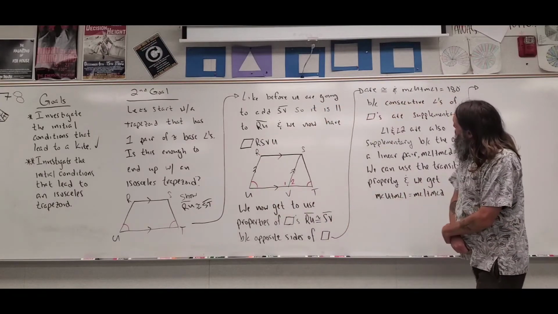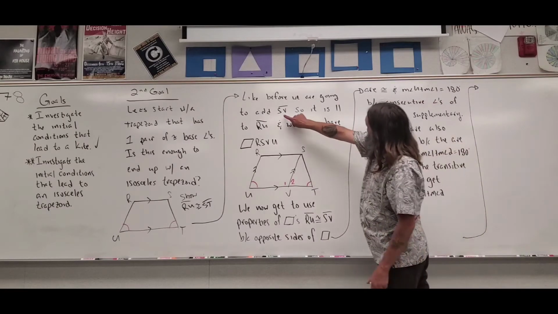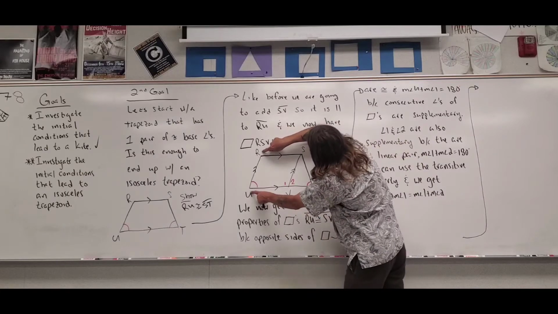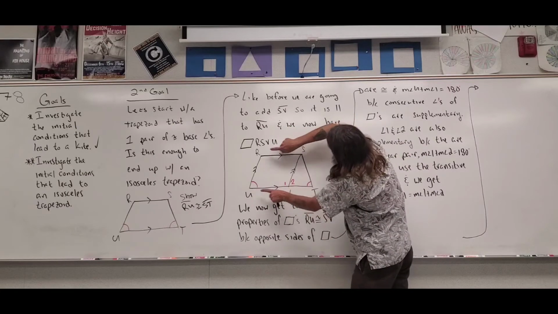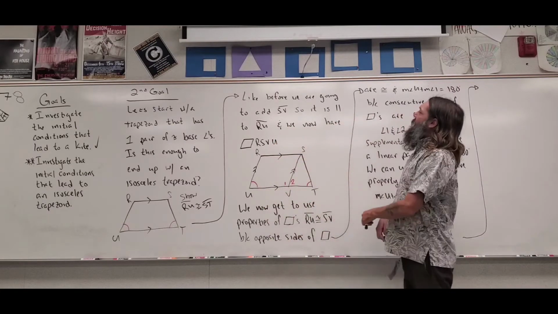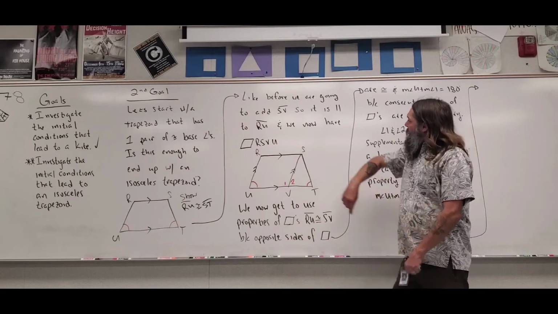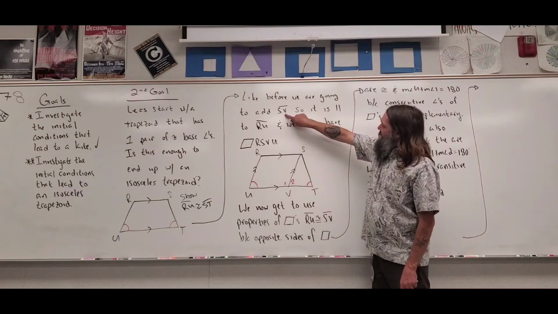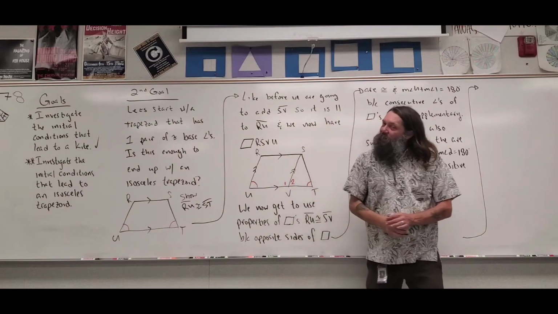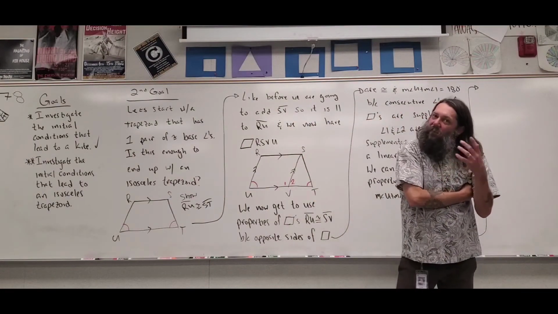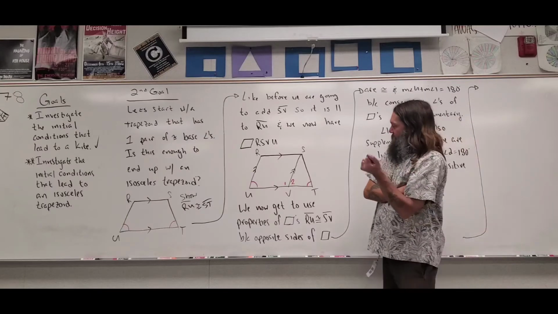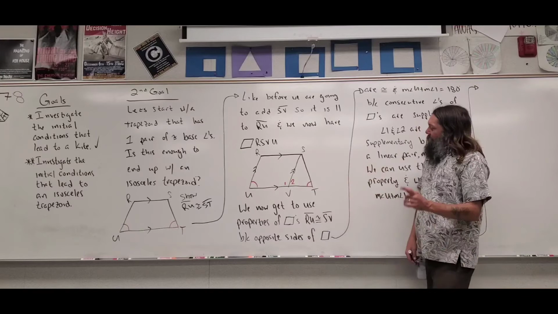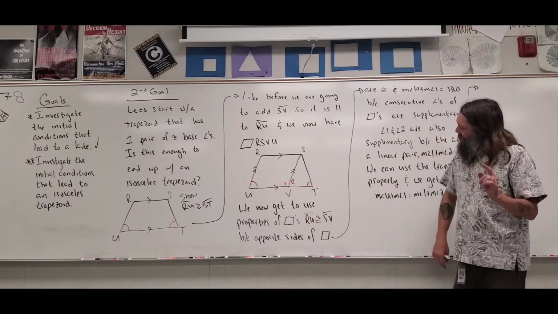Okay, so like before, we're going to add segment SV so it is parallel to side RU. And we now have parallelogram RSVU. By adding this, we got to a parallelogram, and we did that so that we can unlock the properties of the parallelogram. So now we get to use the properties of the parallelogram. I repeat myself a lot. I should probably read what I write before I speak.